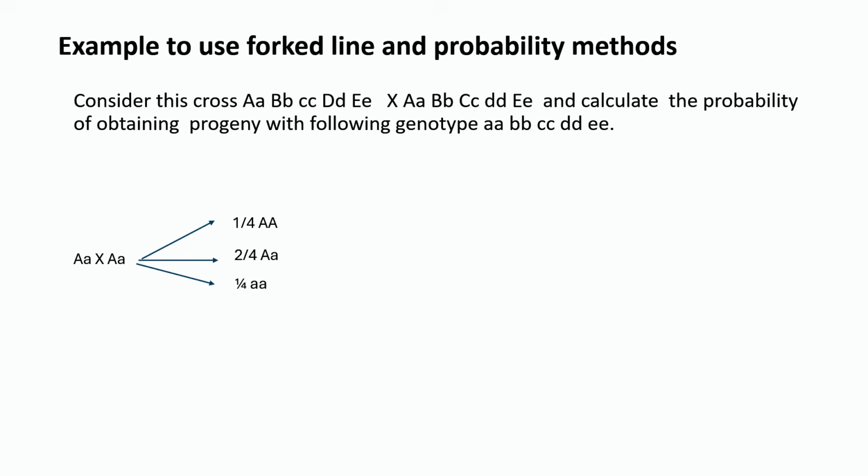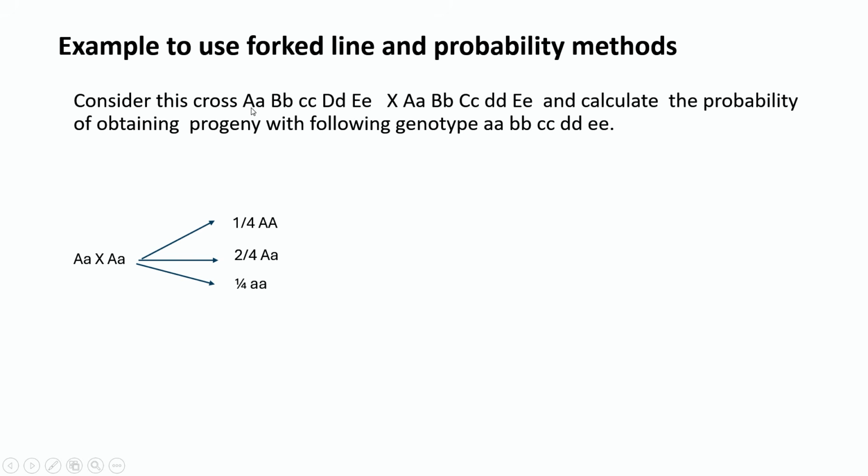So now let's discuss an example to understand the fork line method with the probability methods. So we have the example where we are considering a cross where there are two parents and we want to specifically calculate the probability of one genotype in an offspring. So what is the question?